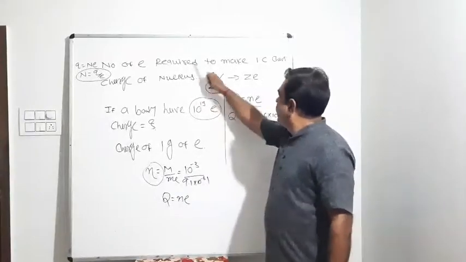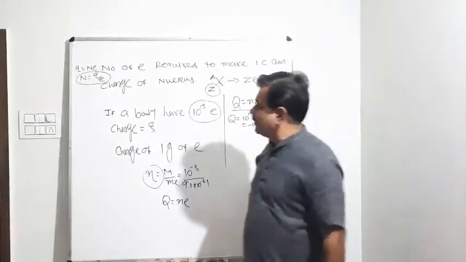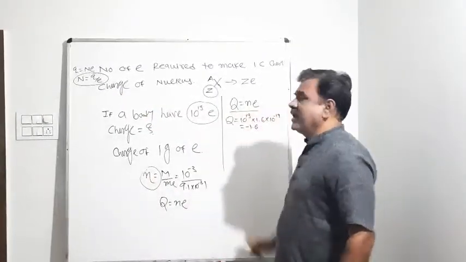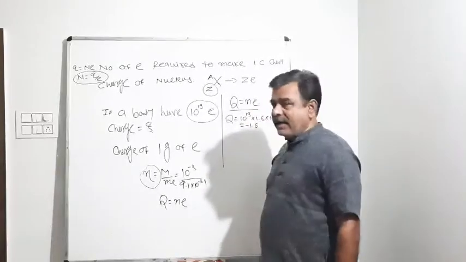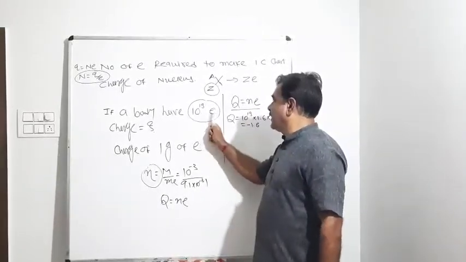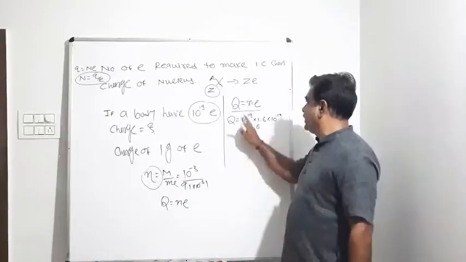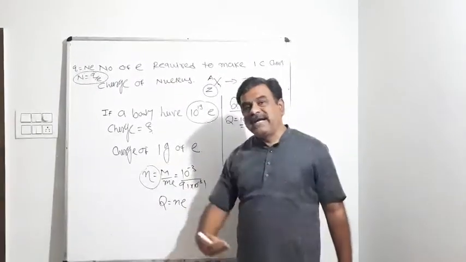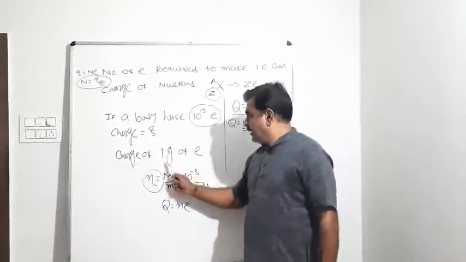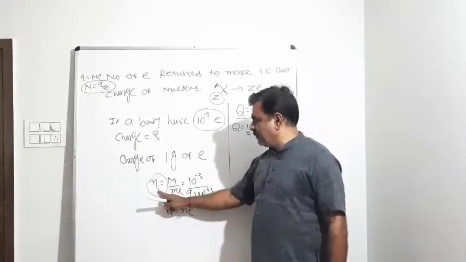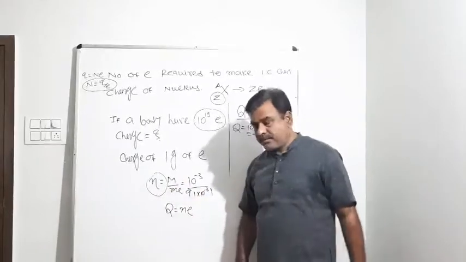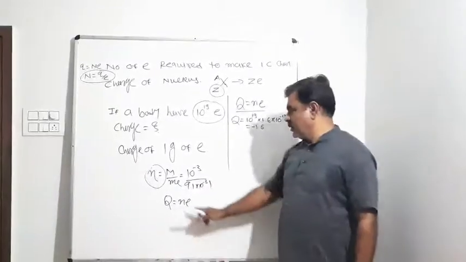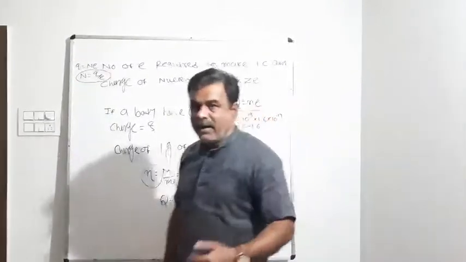First question: the number of electrons which make 1 Coulomb charge, N is equal to Q by E. The charge of the nucleus will be Z into E, where E is the charge of each proton or electron. For a body having 10 raised to 19 electrons in excess, the charge will be N into E, where N is 10 raised to 19. Then, to correlate charge with mass, if 1 gram mass is given, the number of electrons which make 1 gram is M by Me, that is 10 raised to minus 3 upon the mass of each electron. Then Q equals N E. Yes, now we continue our session further.